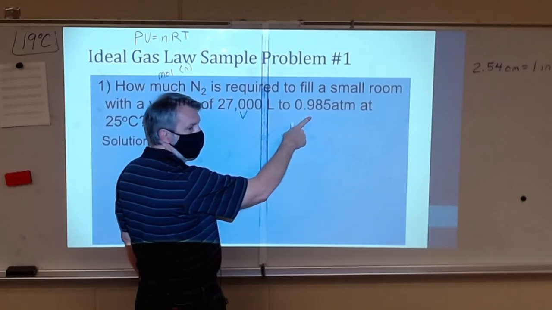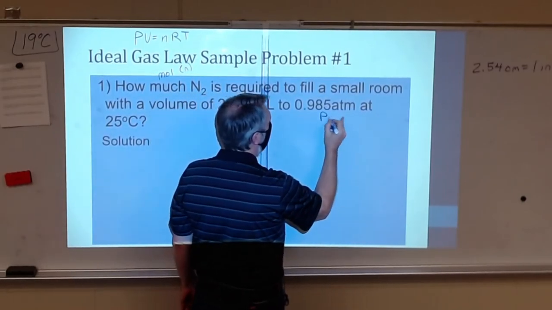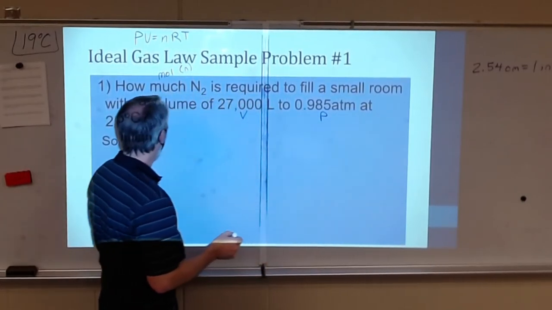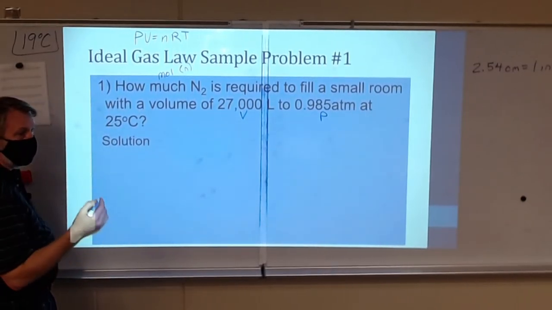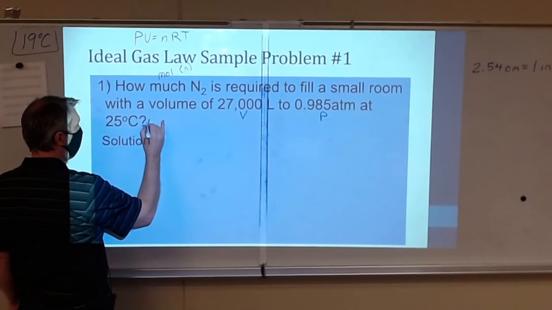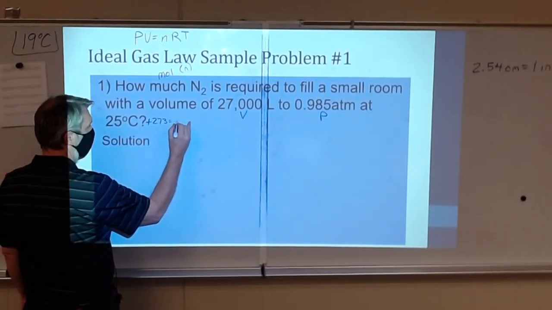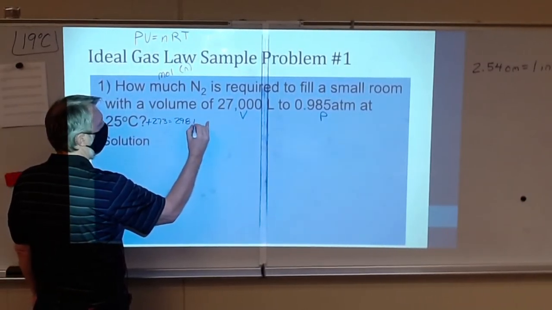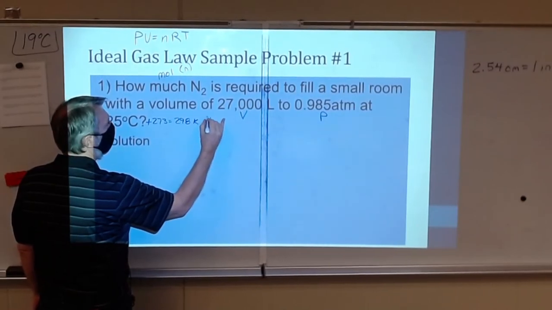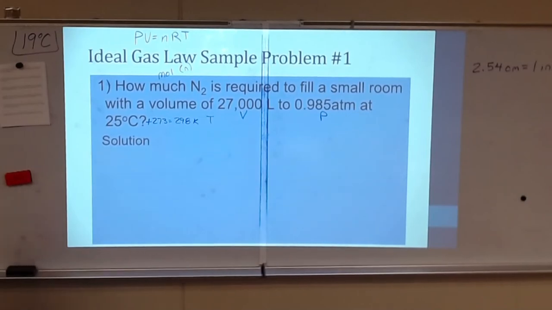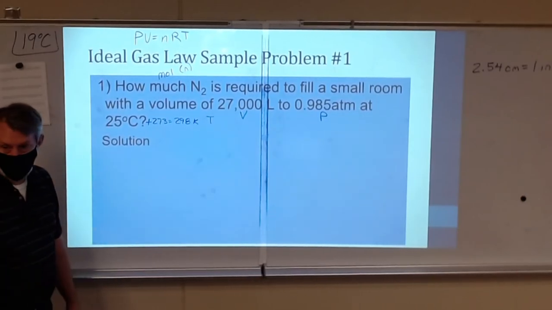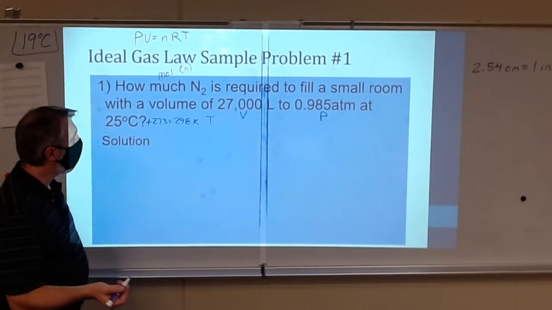0.985 atmospheres is what? Pressure. And atm is the right unit. 25 degrees Celsius is temperature, but it has to be in Kelvin, so 298, and that's my temperature. R is a constant. That means it's 0.0821 all the time. We're doing this math, so let's write it out.